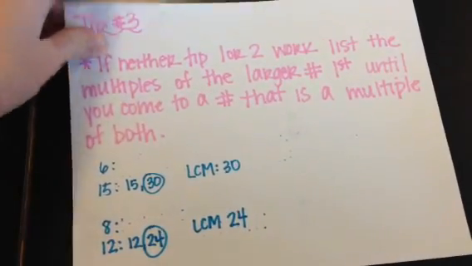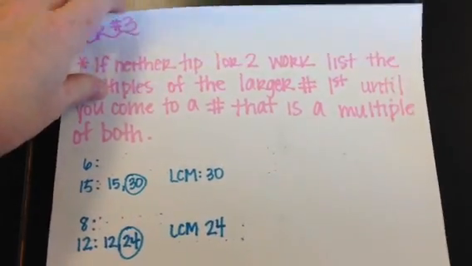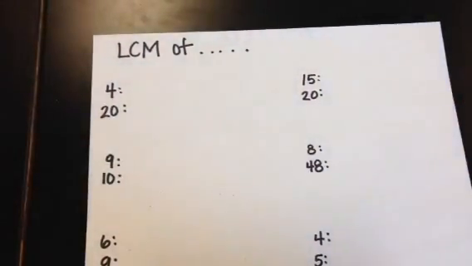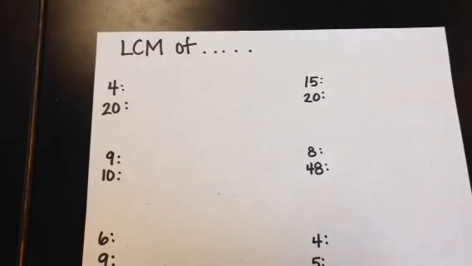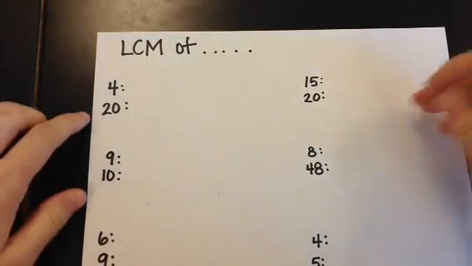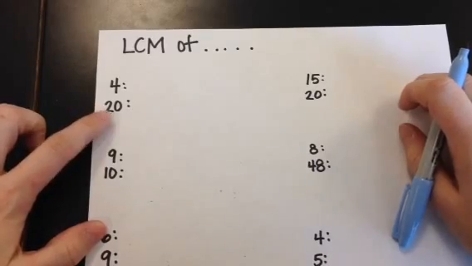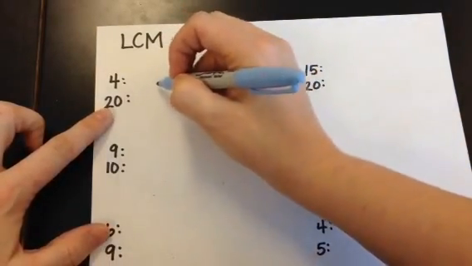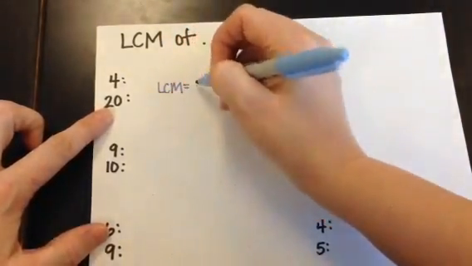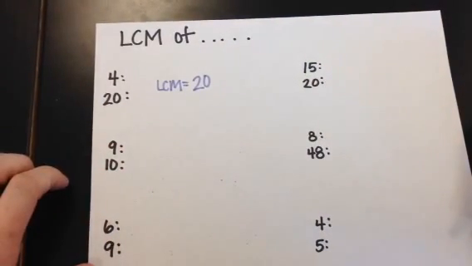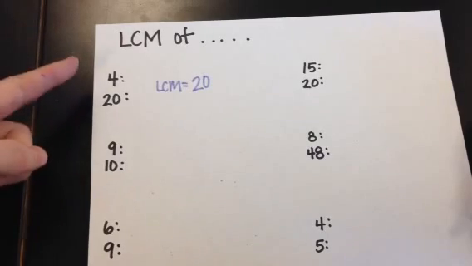All right, so let's do some practice together. Again, as we go through and practice, we're going to check our tips along the way. So the first one is 4 and 20. Are 4 and 20 consecutive numbers? They are not. So we're going to move on to tip 2. Is 20 a multiple of 4? It is, because 4 times 5 is 20. So I know that my least common multiple is 20, because 20 is a multiple of 4. And I didn't even have to do any work.